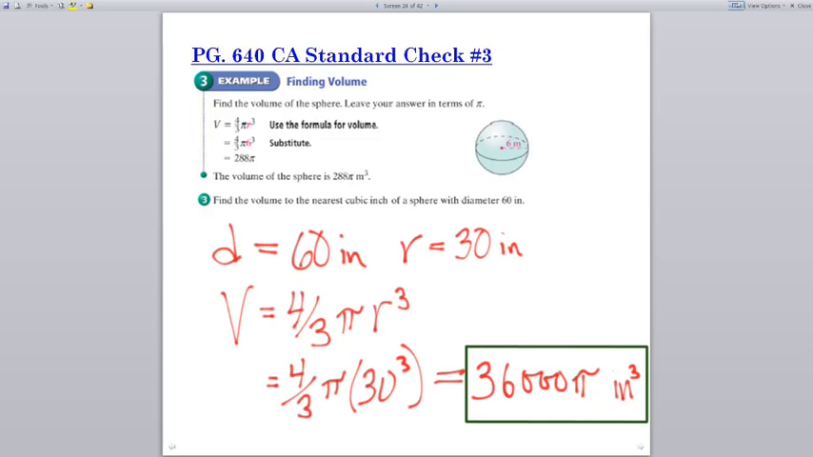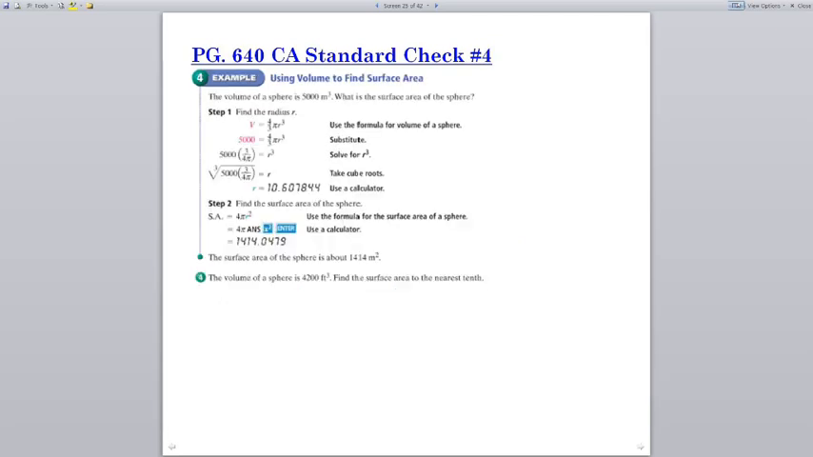If I wanted an approximation, use 3.14, your pi button, or 22/7, something to approximate pi, and you get a decimal answer. The last one, I've been given a volume and I want to find the surface area. So again, this is similar to the one before. I need to find the radius and then plug that into the surface area formula.